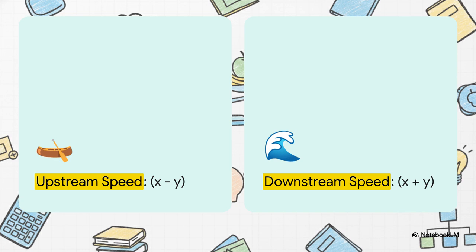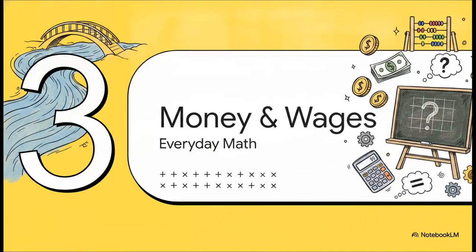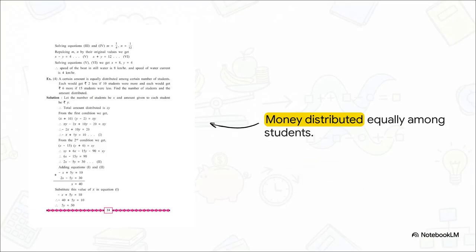By just remembering the simple formula that time equals distance divided by speed, this entire physical world of rivers and boats is neatly captured right inside our algebraic brackets. Section 3. Distributing money and wages. Everyday math. Moving from the river back to the classroom, here is a highly relatable everyday situation.